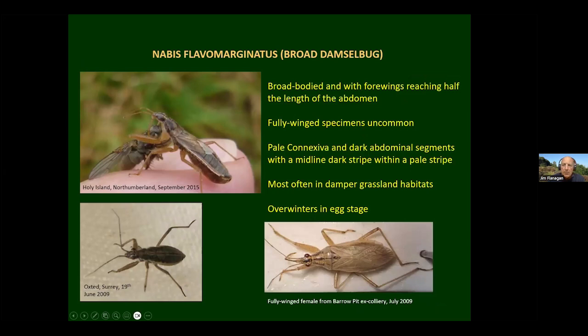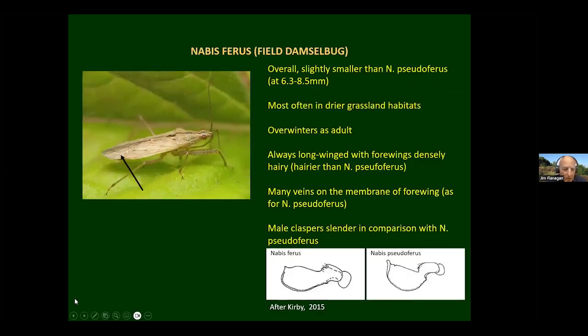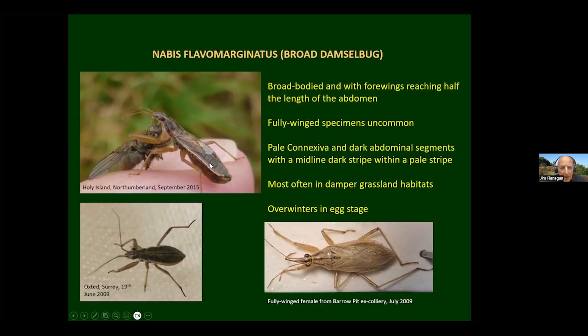So this is Nabis rugosus, a fairly distinctive one because the forewings actually reach half the length of the abdomen. Again, fully winged specimens are not very common, but I have seen them. Again, the connexivum along the edge of the abdomen is pale, and the dorsum of the abdomen is dark, as you can see. It's very dark there, but there's a pale line with a sort of brownish red line that goes through it. It's a bit like where that nymph at the bottom right-hand side shows this feature.